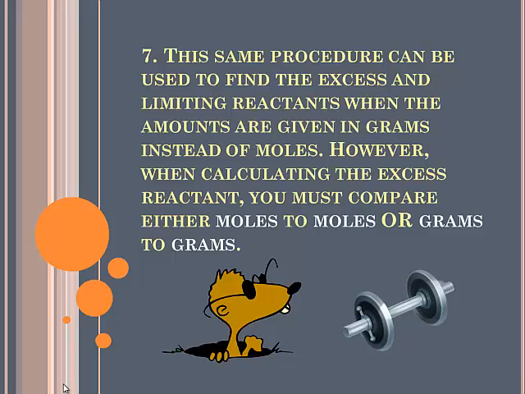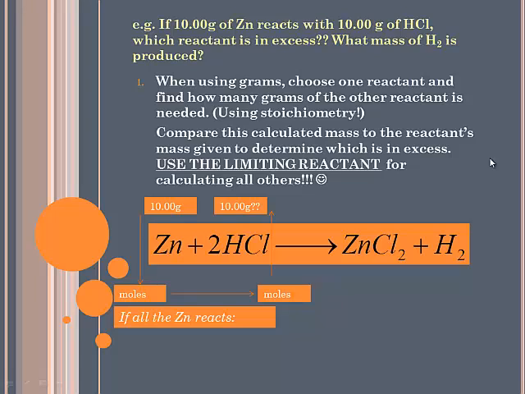Now the same procedure can be used to find the limiting and excess reactant when the amounts given are in grams instead of moles. However, when you calculate the excess reactant, you still have to compare moles to moles or grams to grams. So for our next example, we're going to look at having 10 grams of zinc react with 10 grams of hydrochloric acid. And the question becomes, which reactant is in excess and how much hydrogen gas will be produced?